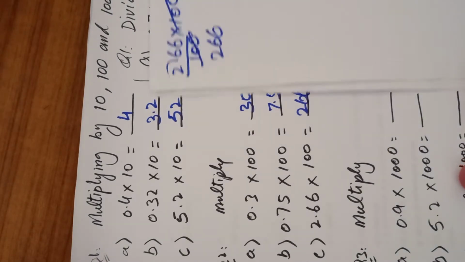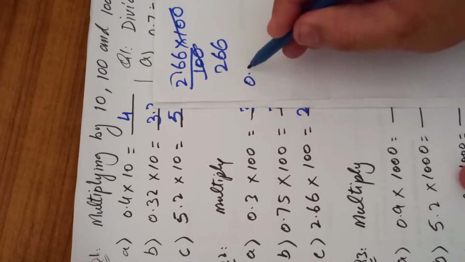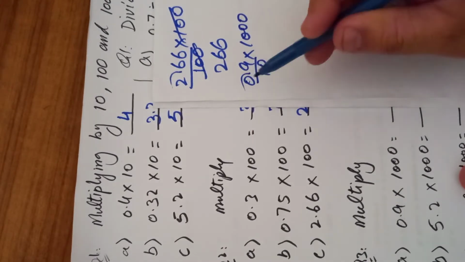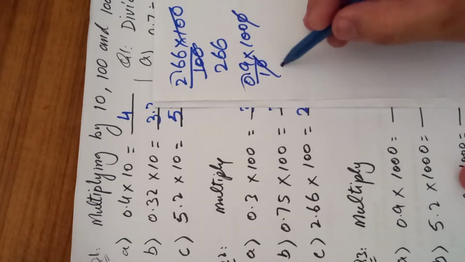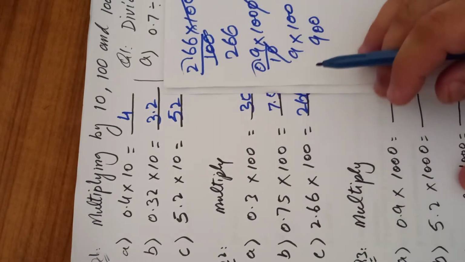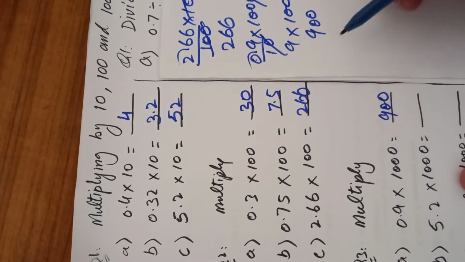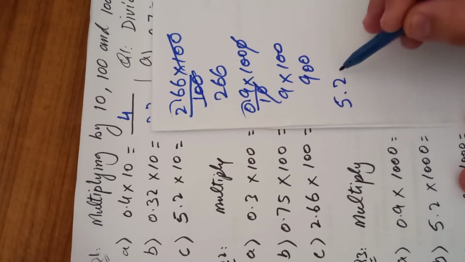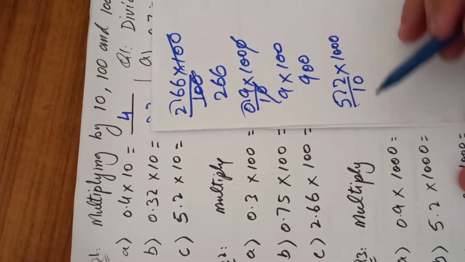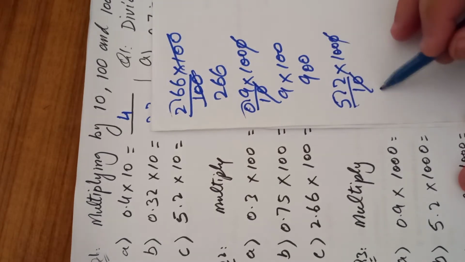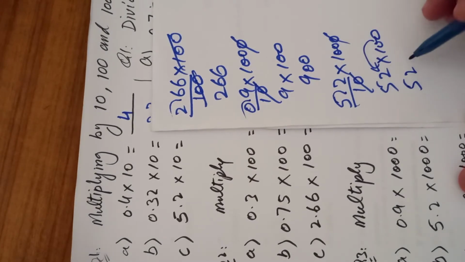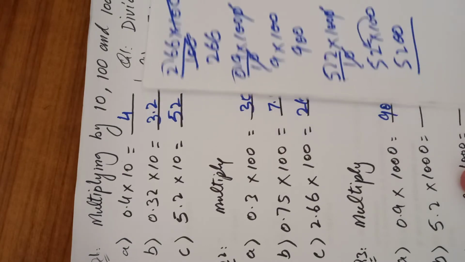Now the last part, 0.9 multiplied with 1000. Get rid of the decimal by writing 1 for the decimal. Cancel 10, 9 with 100 is 900. Then 5.2 multiplied with 1000. Repeating the same act again. 10 cancelling, 52 with 100 means both 0s will accompany 52. It's 5200.